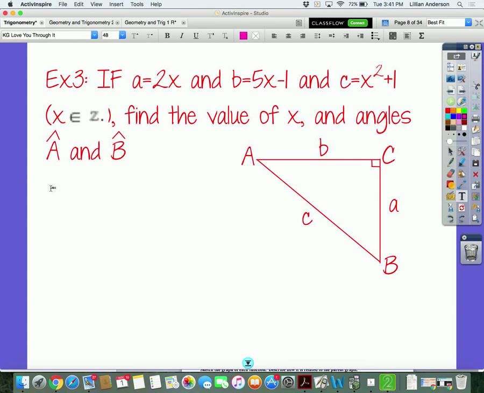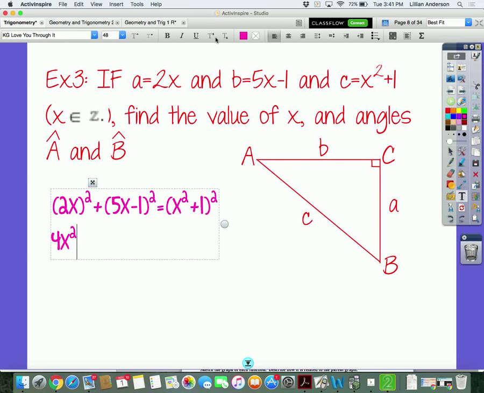Hope you can recognize that to find the length of any side, you use the Pythagorean Theorem. So that's going to be 2x squared plus 5x minus 1 squared equals x squared plus 1 squared. You do have to square each side whenever you're using the Pythagorean theorem, and you do have to FOIL whenever you're dealing with the binomial. Hopefully, you can recognize that, and this is how we would set it up.